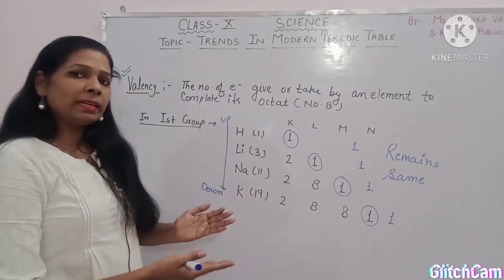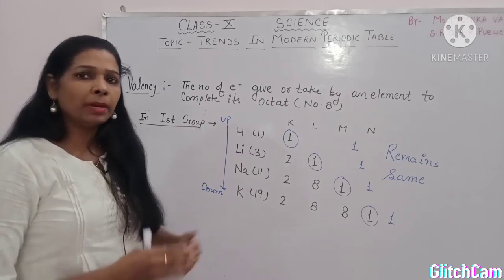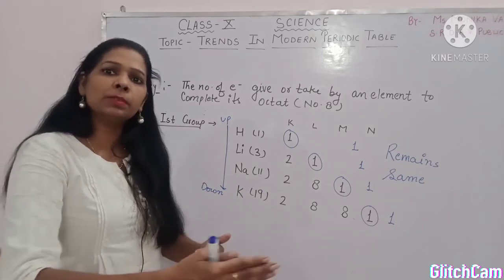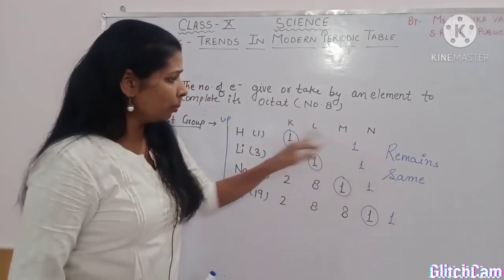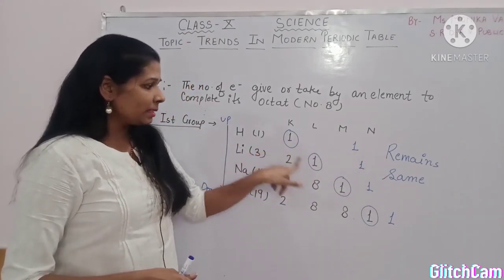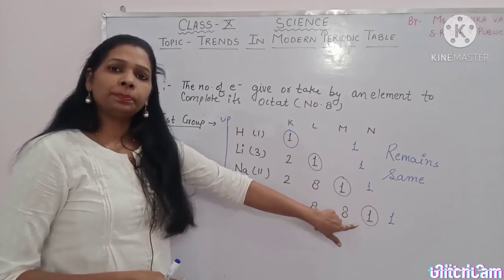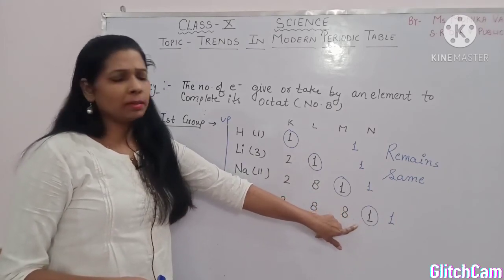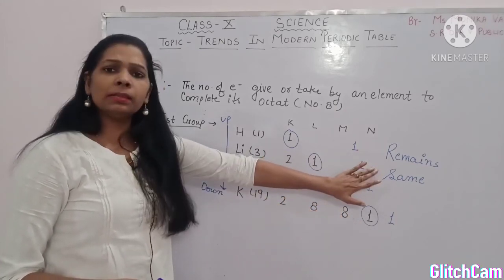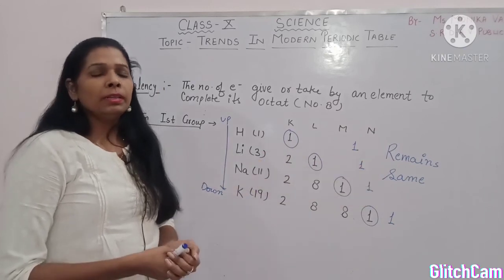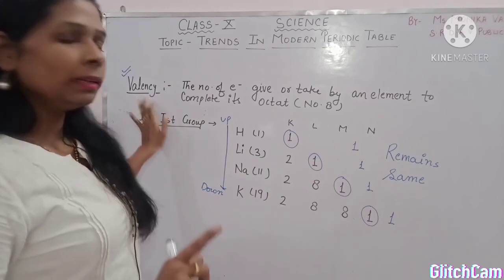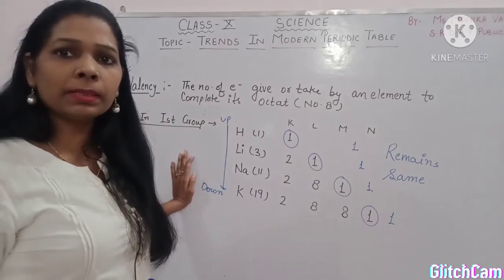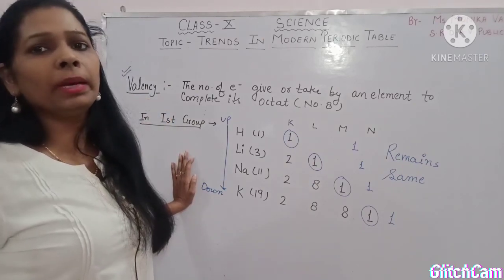Why does it first increase and then decrease in a period? Because the atomic number increases 1 by 1. And why does it remain the same in a group? Because there is the same number of valence electrons in each and every atom, so that's why the valency remains the same. So this is the first trend, that is the valency. The second trend we will discuss is atomic size.